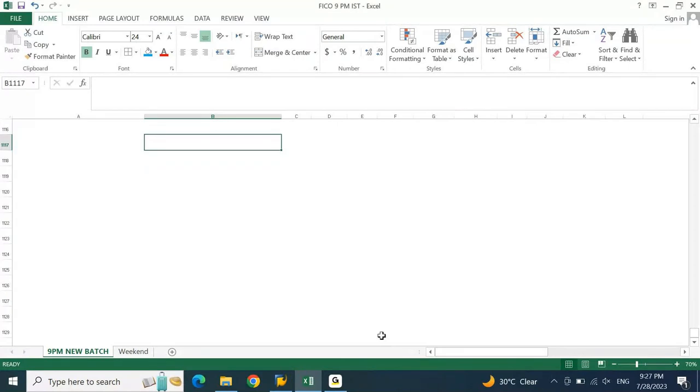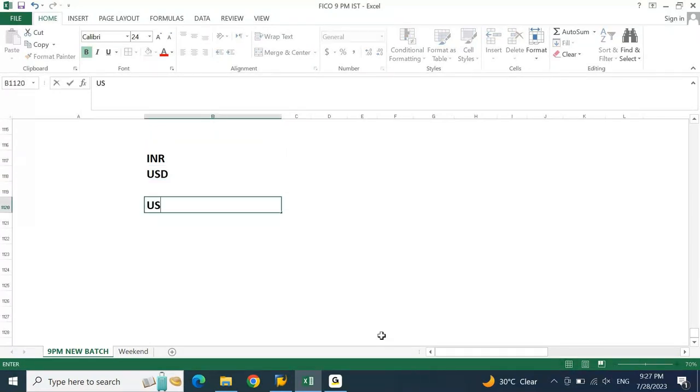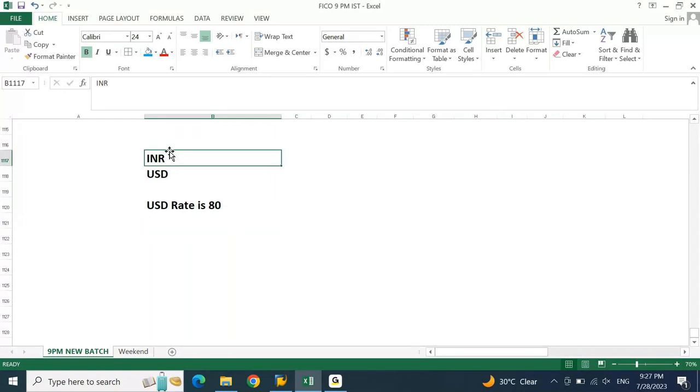Let's say I have INR and I have dollar, and I am saying dollar rate, USD rate is 80. Now, in general, if you take these two currencies, we will call it a currency pair. For this currency pair, you normally don't ask what is the INR rate. You always ask what is the dollar rate. Am I correct?